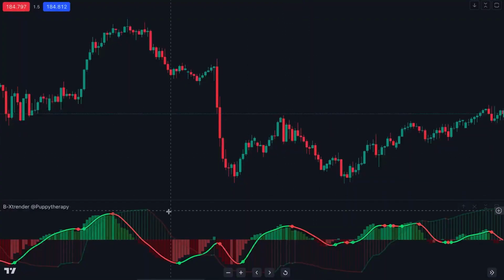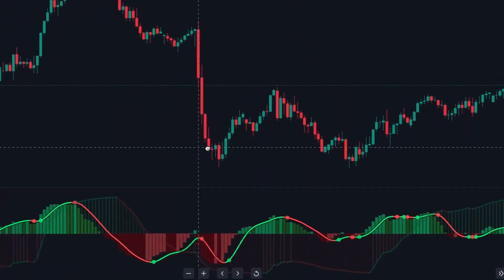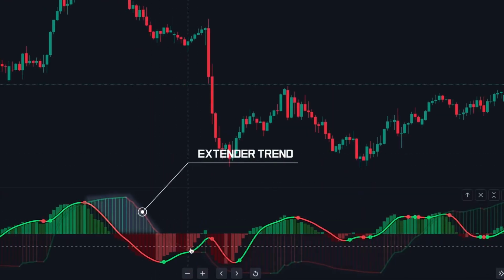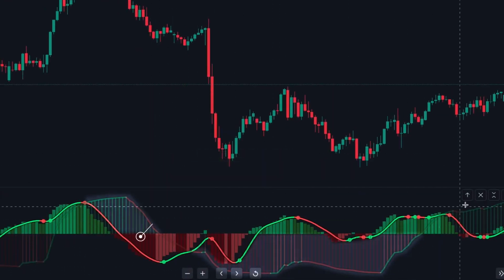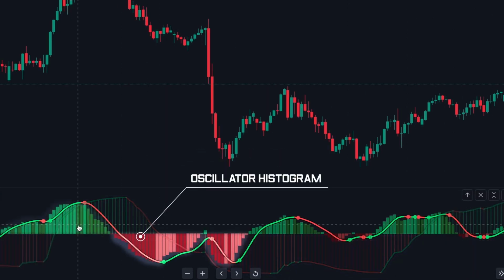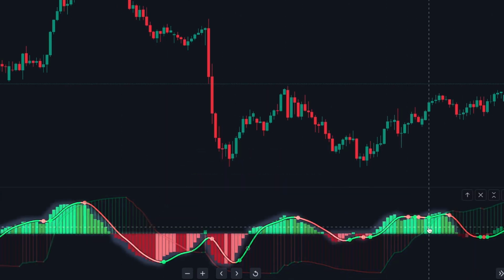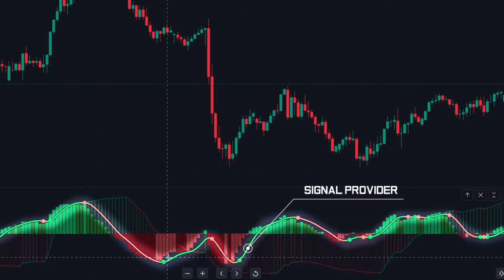This indicator has three main components. First, we have the Xtrender trend, which acts as the trend detection aspect. Then we have the oscillator histogram, which will act as our momentum tool. And we have this plot in between that will provide our buy and sell signals.